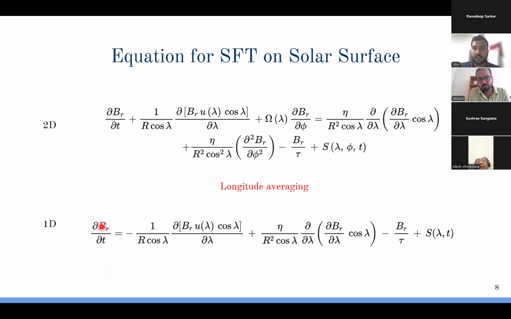So what people usually do, like in SFT, is take Δt to be 1 day. Now you have a Δt of 1 day, which is not equal to 0, so there is always going to be an error in the calculation. This is called numerical diffusion. This could affect the total flux values.